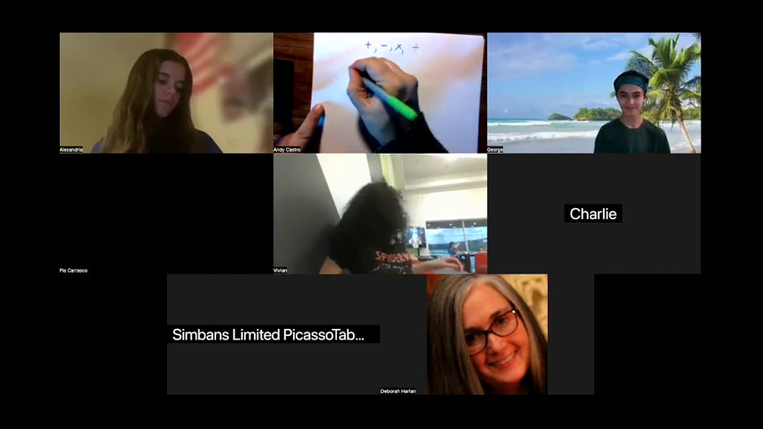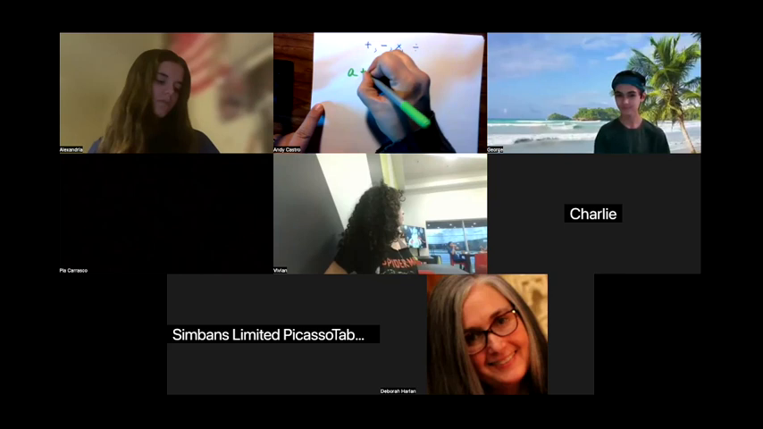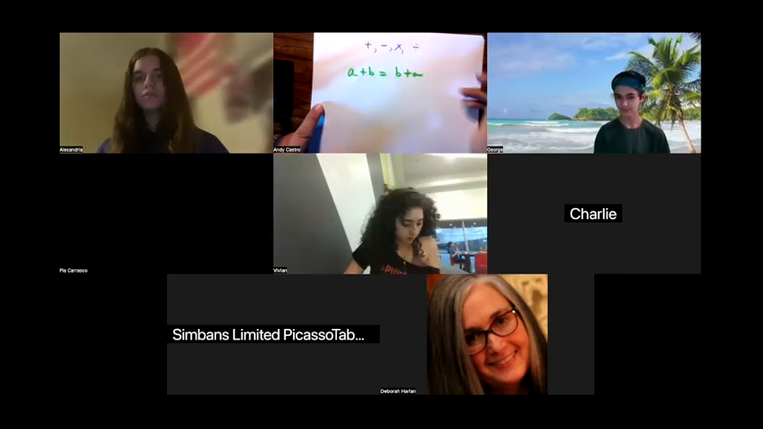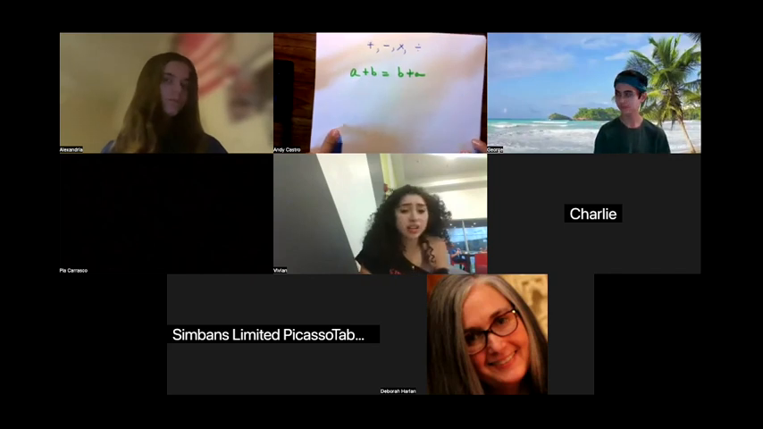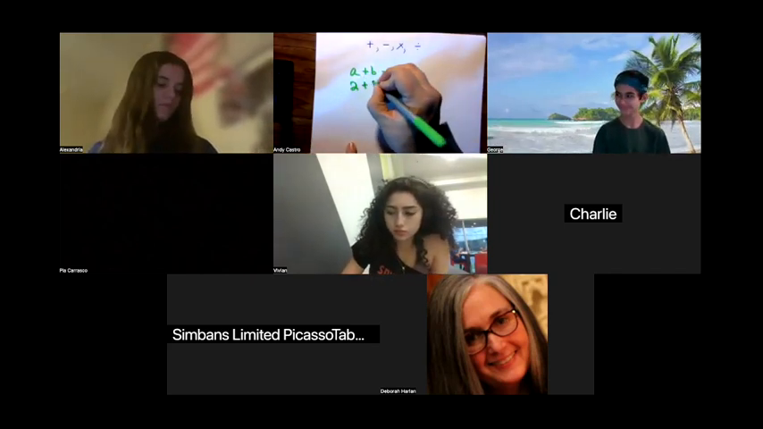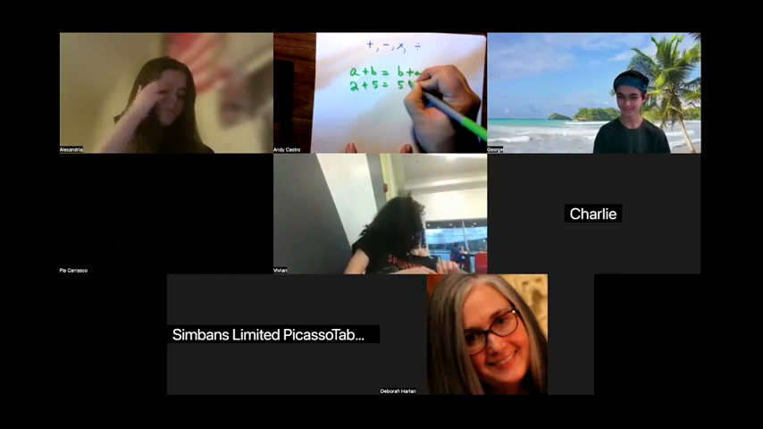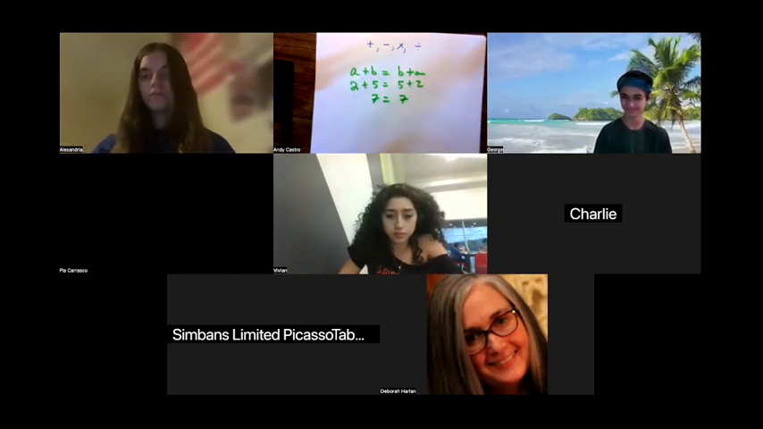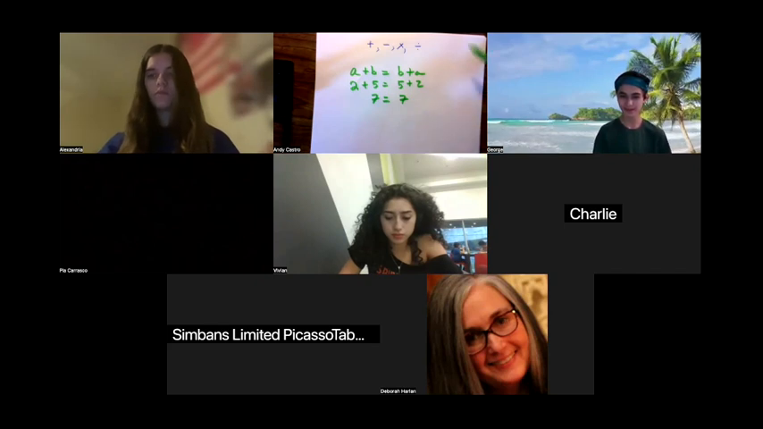Addition is pretty straightforward. You're just combining two ideas together. I can add things in any order that I want, whether I have 2 plus 5 or 5 plus 2. Regardless, it is 7 on both sides.